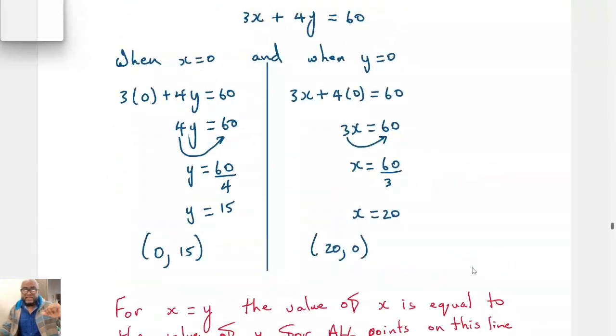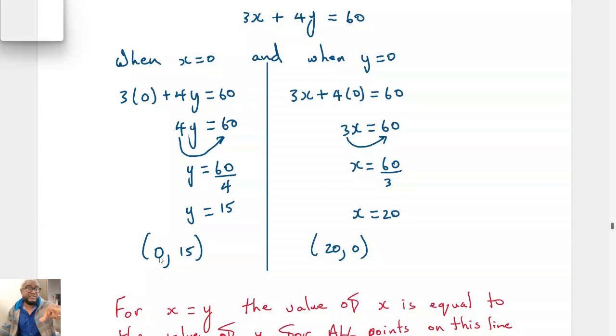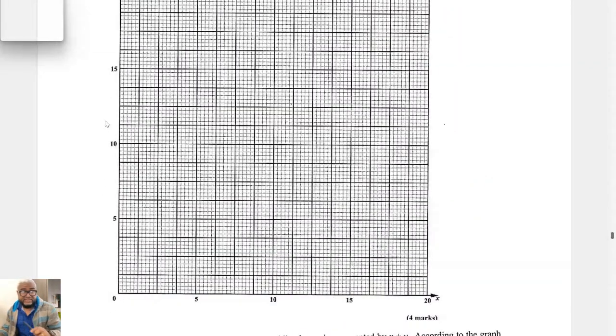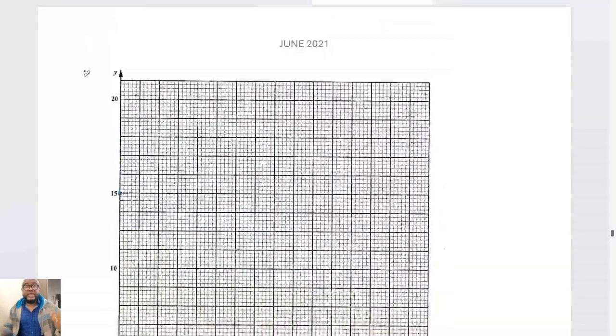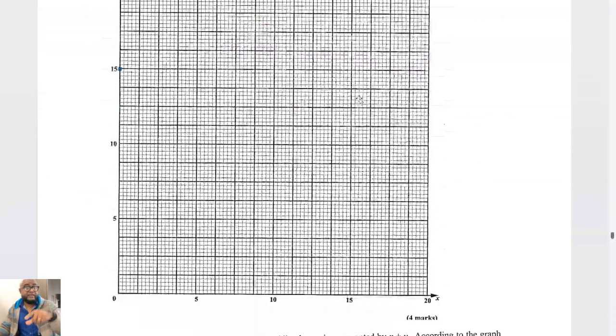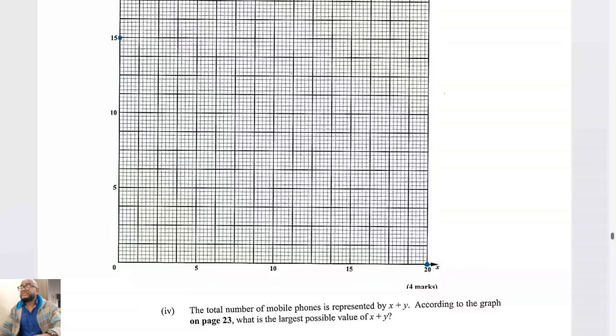Okay, so let's first plot the line 3x plus 4y is equal to 60. So these are the points you found. 0 on the x, 15 on the y. So let's locate that. That point is actually on the y-axis. We also call it the y-intercept. That is here. Everybody good there? First point. Then my second point would be 20 on the x, 0 on the y. We're on the x-axis here. Everybody good there?